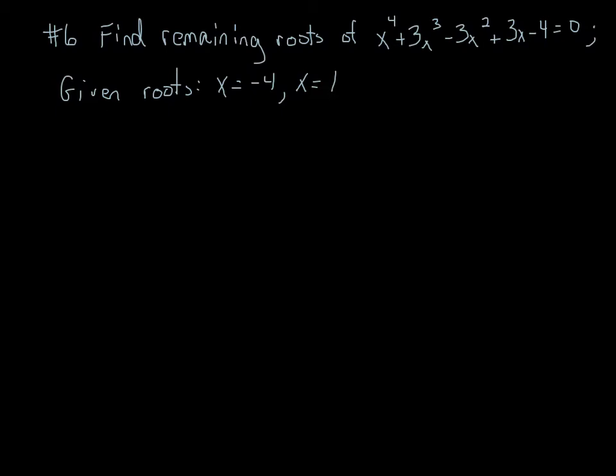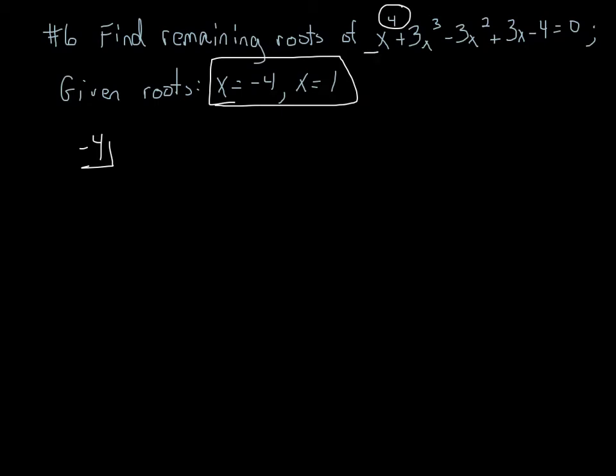Now, it's raised to the 4th degree. It's a quartic function. That means there are 4 roots. Given 2 of the roots, find the other 2. I've given you 2, there must be 2 more. So pick one of your roots, and what we're going to do is depress this polynomial. But we're not just going to depress it once, we're going to depress it twice.